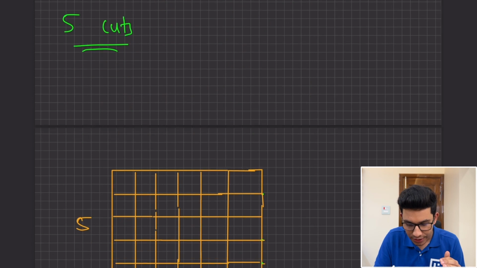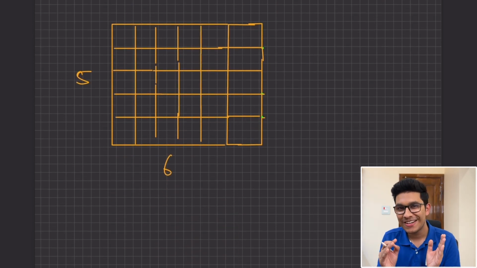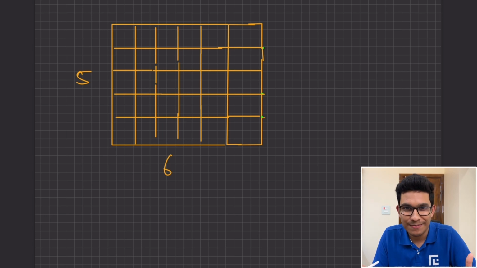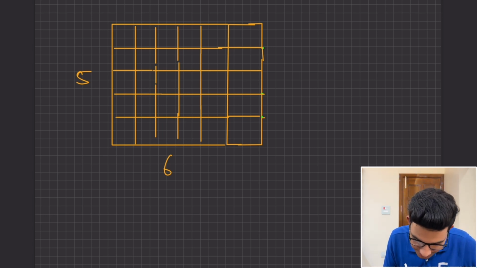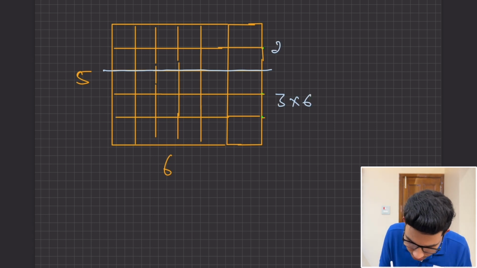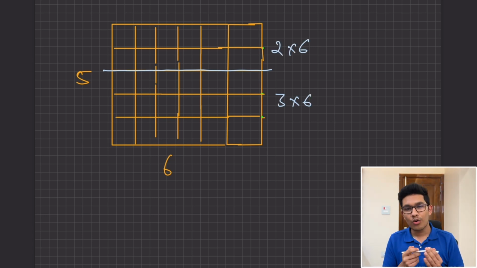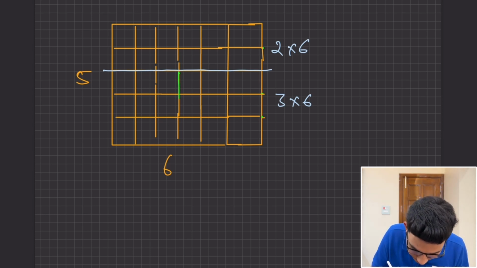And I'll tell you there is another way in which you could make cuts that would also result in all the rectangles becoming squares, but would require a lesser number of cuts. Let's say you make the very first cut here. This would leave us with 2 rectangles. One of them is a 3 cross 6 and the other one is a 2 cross 6. Correct? Now on the 3 cross 6, make a cut in the middle.